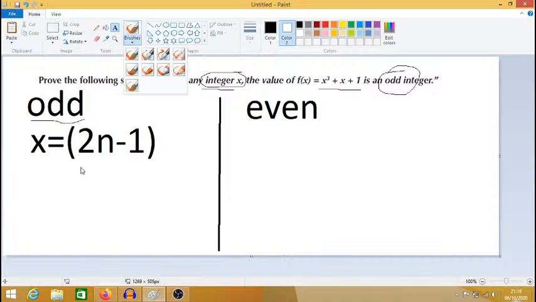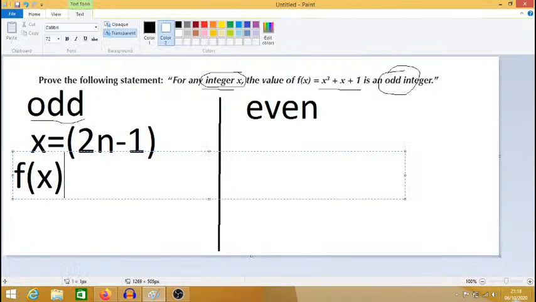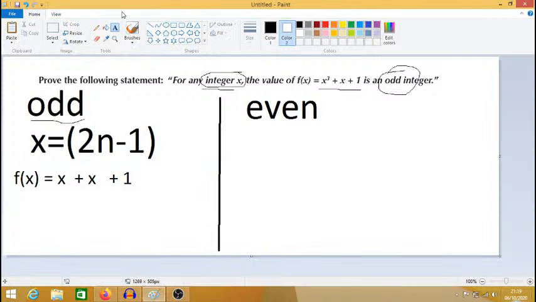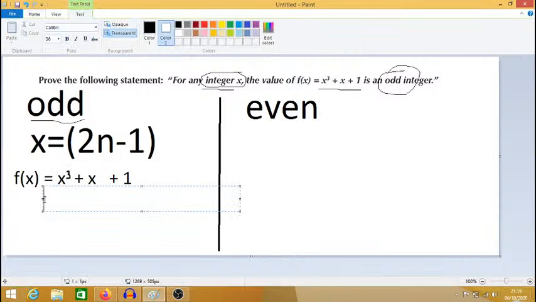So now I'm going to have f of x equal to, and I'm just going to have to make the font a little bit smaller to be able to fit it in. Hopefully it's still clear enough. So instead of writing x cubed plus x plus 1, I'm going to say the x that I'm putting in is my bracket 2n minus 1. Let's see what that looks like. I have 2n minus 1 cubed plus another 2n minus 1 plus another 1.